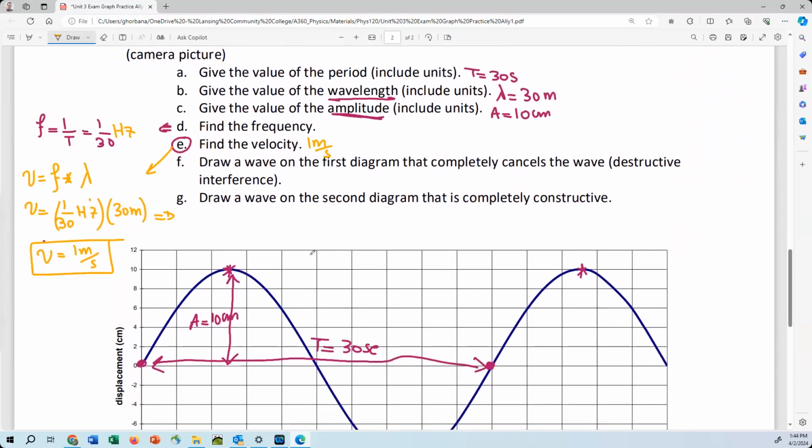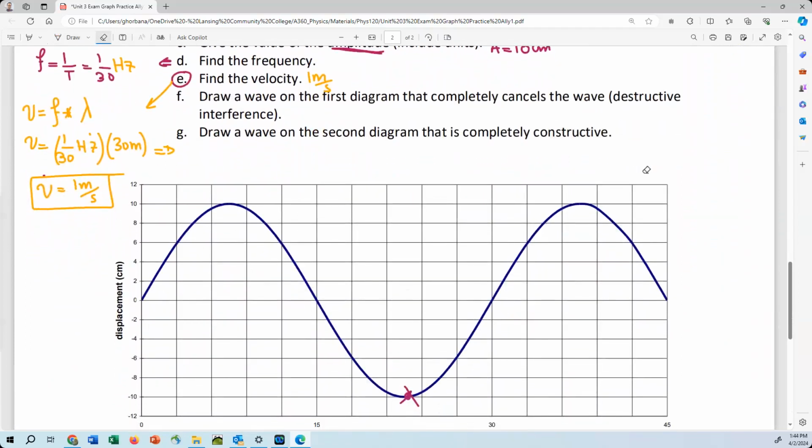Draw a wave on the first diagram that completely cancels the wave. Let me just erase this. If I want to draw a graph that completely cancels, it means that if we have a crest, we need to draw a trough, and when we have a trough, we need to have a crest. Do the same thing with the other points as well. Sorry, I cannot draw well. These two completely cancel each other. So this is part F.